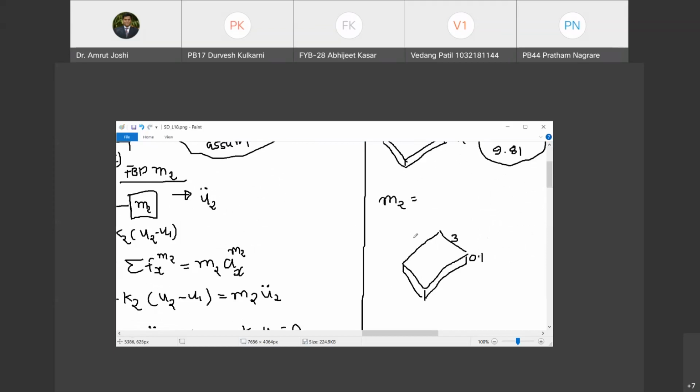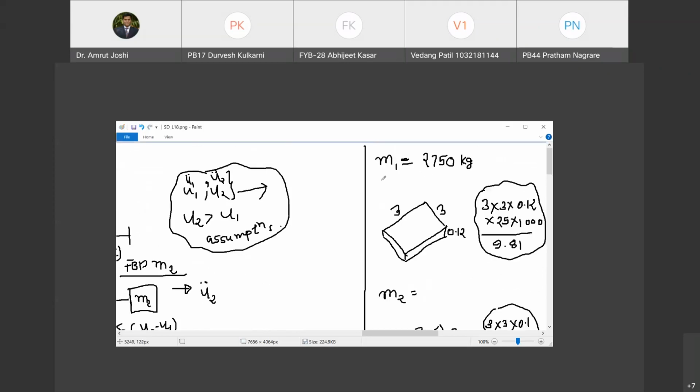Yes, sir. So this is 3 by 3. So what will be its mass? 3 into 3 into 0.1 into 25 kilonewton per meter cube, which is the density of reinforced concrete, multiplied by 1000. So we converted kilonewton to newton. This divided by 9.81 meter per second square gives me mass in kg. So tell me how much is this? So 2300. 2300 kg. So M2 is equal to 2300 kg.